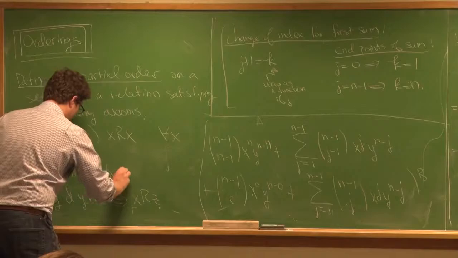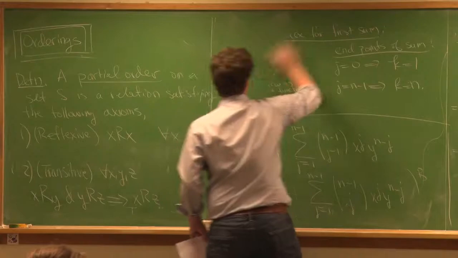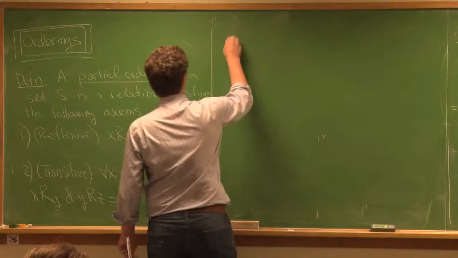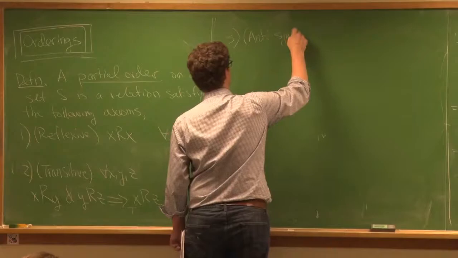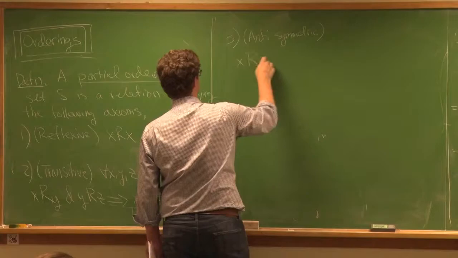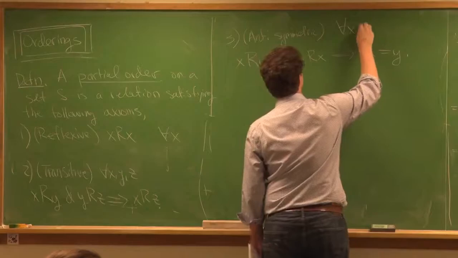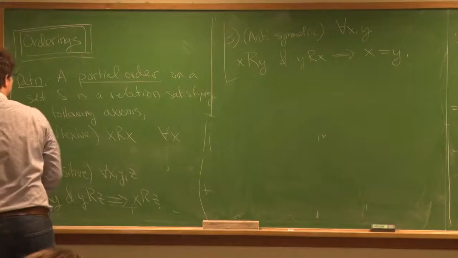The last one is not the symmetric property like the equivalence relation, but it's an anti-symmetric property. So the last property is anti-symmetry. It says that if x is related to y and y is related to x, this implies that x is equal to y. This is for all x, y. We have these three axioms to give the definition of a partial order. A partial order is like an inequality thing.